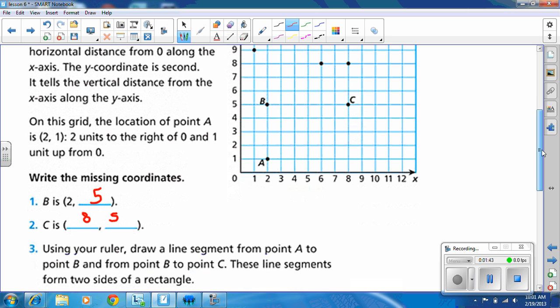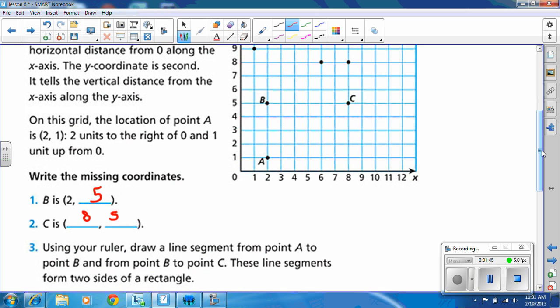All right, so using a ruler, it says to draw a line segment from point A to point B. So I'm going to use my straight edge here. Line, point A to B, okay, and point B to point C, right? Those are the two sides of a rectangle, and if we were going to finish this out, we would come across and go to here, and we would come down from C and go to here.